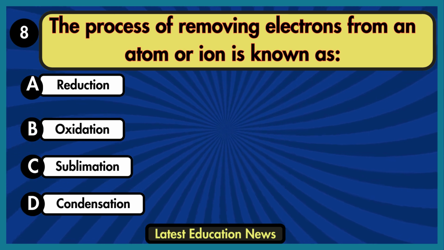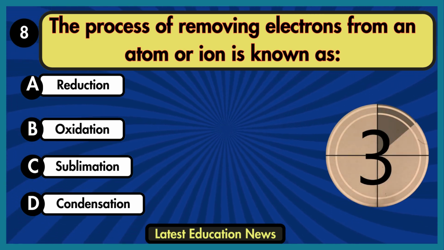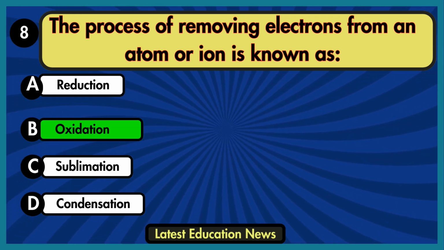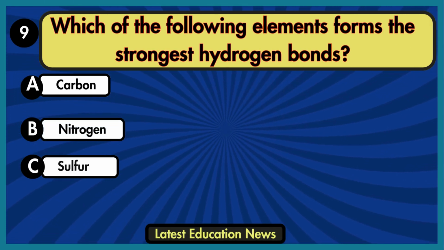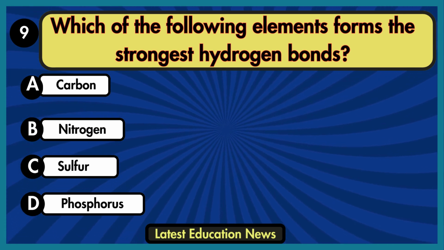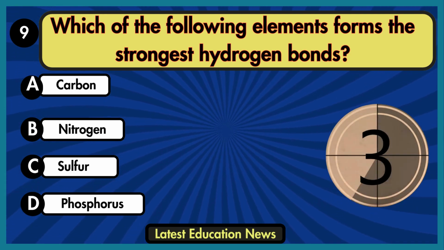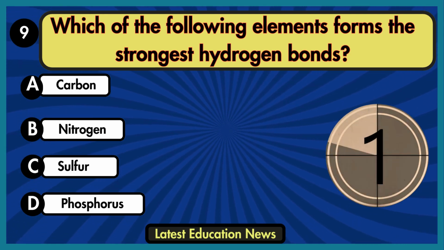The process of removing electrons from an atom or ion is known as: A. reduction, B. oxidation, C. sublimation, D. condensation. The correct answer is option B, oxidation. Which of the following elements forms the strongest hydrogen bonds? A. carbon, B. nitrogen, C. sulfur, D. phosphorus. The correct answer is option B.